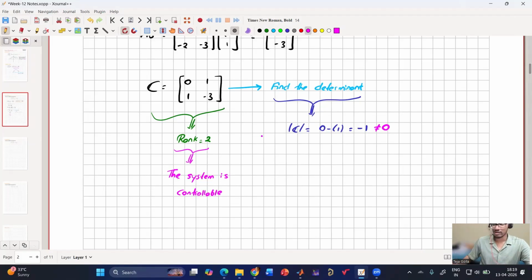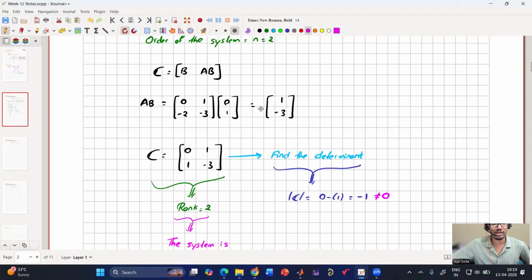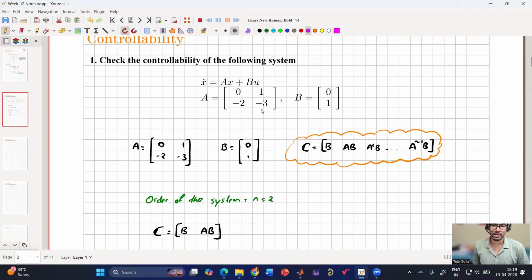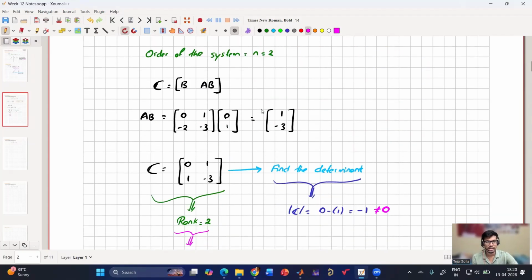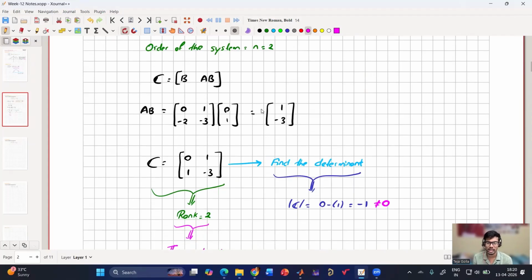So what we have done in this question: they have given a system with A and B matrices, and then they have asked whether the system is controllable or not, and we have started with the theory that we have learned to check the rank of the controllability matrix C. So C is B, AB, up to A to the power n minus 1 into B. And in this question, n is 2. So we have to just calculate B as well as AB because n is 2, n minus 1 is 1. So B is given, I have calculated AB. Then I got the C matrix, which is B as well as AB.